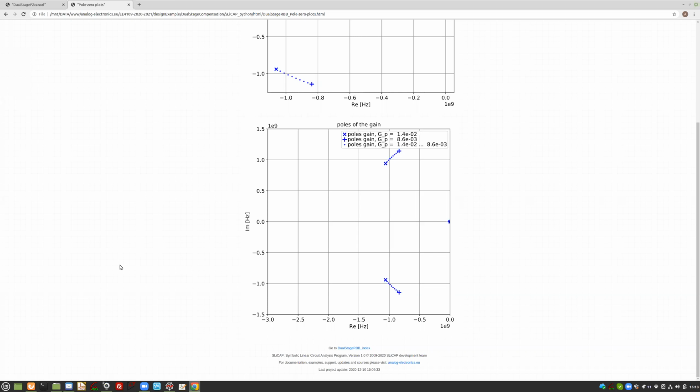But the price that we pay here is extremely high. We have to double the power of the amplifier. So I think this is not a way that you would like to go.